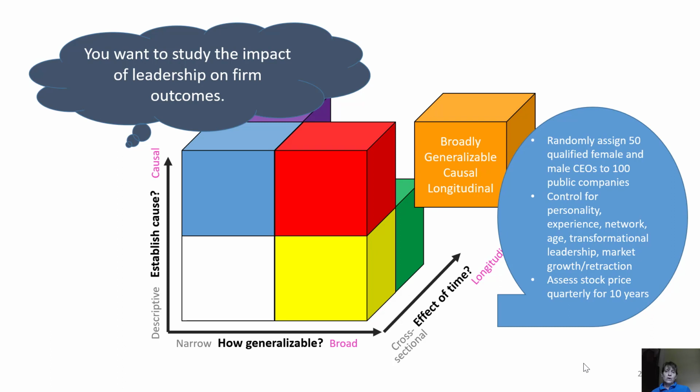So this is kind of underscoring how difficult it is to do research with high internal validity while we are trying to maximize the external validity. Right, so it would never actually be the case that a company would allow for a random assignment of its CEO, right? So it's just very difficult to do that. Now, certainly experimental research is possible because that's what that orange cube is, right? It's causal, longitudinal, and broadly generalizable. However, you just have to understand there's always going to be some trade-offs, and not every question would be amenable to every approach.